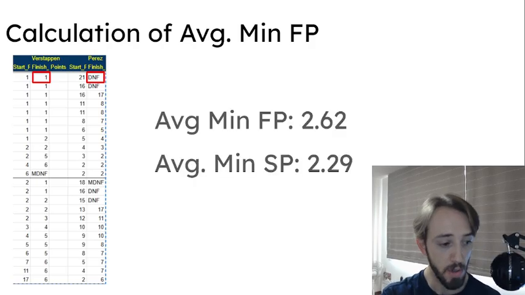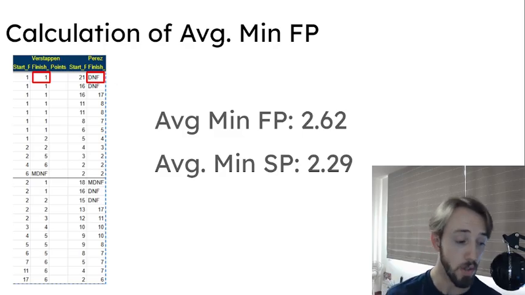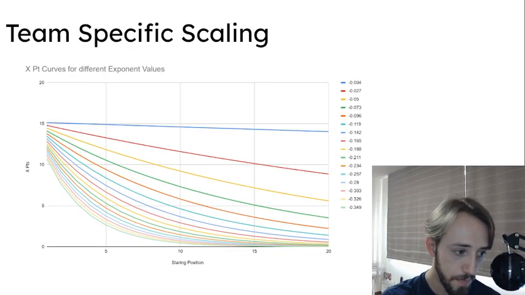So when you go do that, and then you calculate the average for each of these results, the average for finishing position is 2.62, and for the starting position 2.29, which suggests that the Red Bull car last year was slightly better in qualifying than it was in the races.